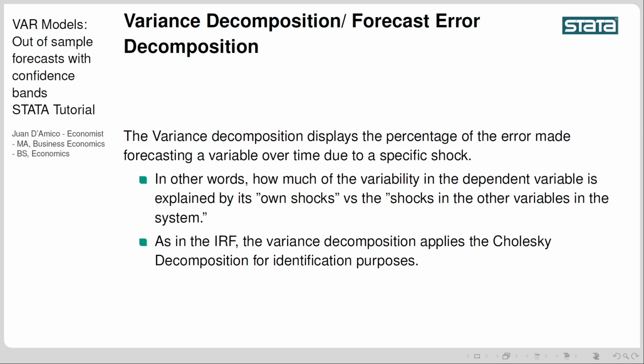Another result that you may be interested in producing is the variance decomposition. The variance decomposition is going to display the percentage of the error made forecasting a variable over time due to a specific shock. In other words, we want to know how much of the variation in the dependent variable is explained by its own shock versus the shock of the other variables in the system.